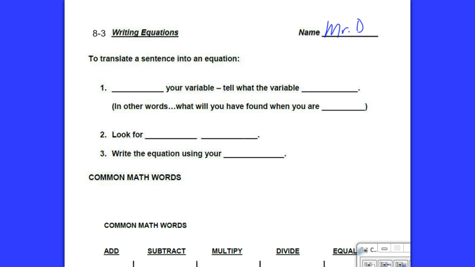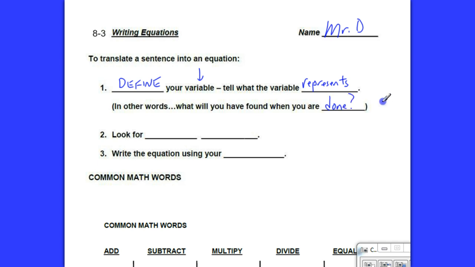And we are going to jump right into things and talk about how to translate a sentence or a situation into an equation. Well, I have a couple of steps for you to go through here. The first thing you always want to do is define your variable. In other words, tell me what the variable represents. What does the variable have to do with your problem? Think of this question: what will you have found when you're done?